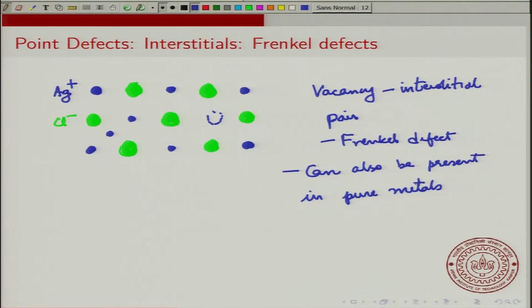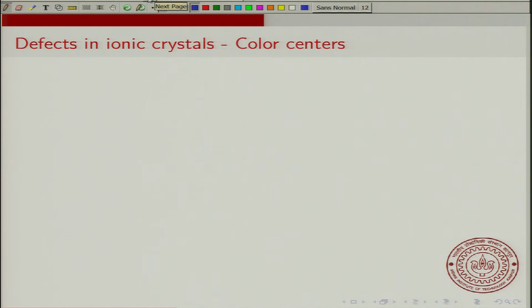Another kind of point defect is traditionally referred to as color centers. These are seen in ionic crystals and are often non-stoichiometric. Suppose you take sodium chloride and put it in some vapor of sodium. You take sodium gas and pass it over sodium chloride.